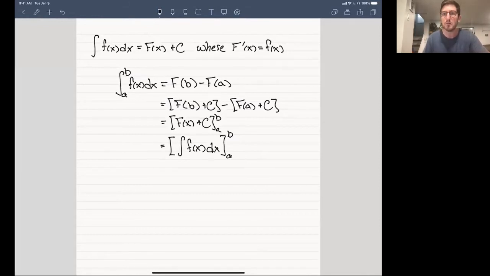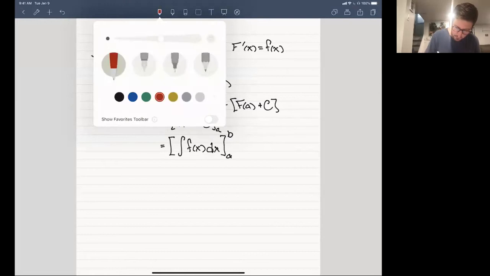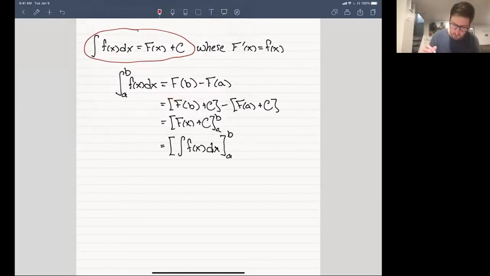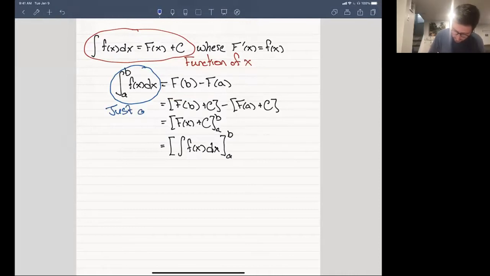And the one thing that I really want to emphasize to everybody here is that this term right here is a function. This is a function of x. This term right here is just a number. Remember, that's our sort of abstract notion of area right there. So there is a difference between these two things, right? But from the fundamental theorem of calculus, they are directly related to each other.